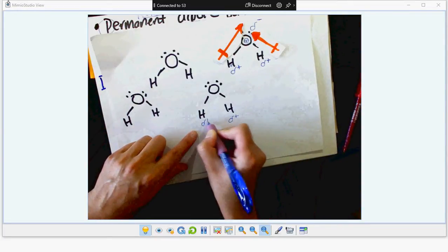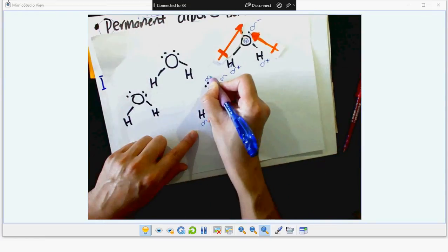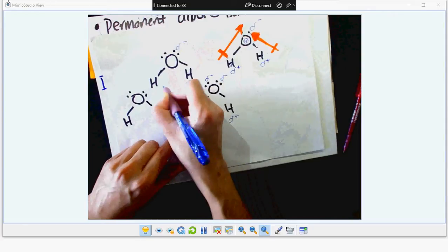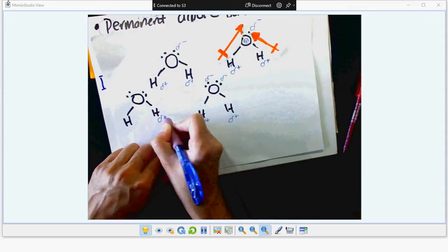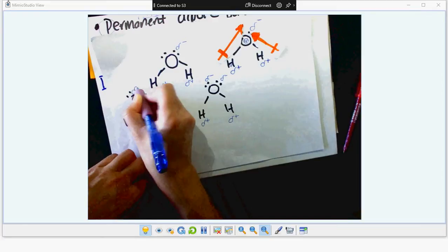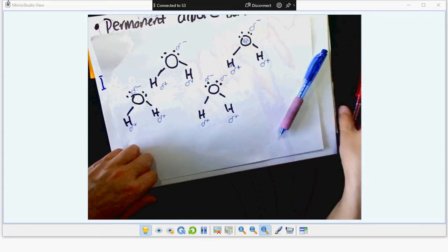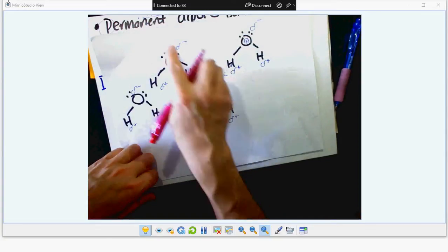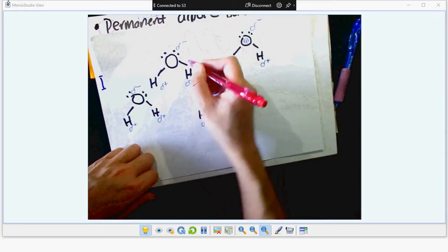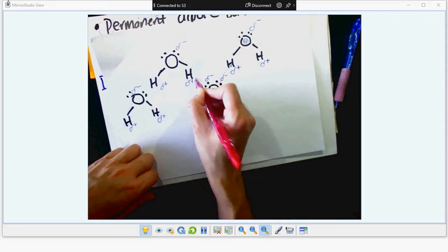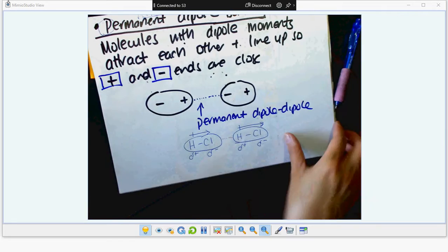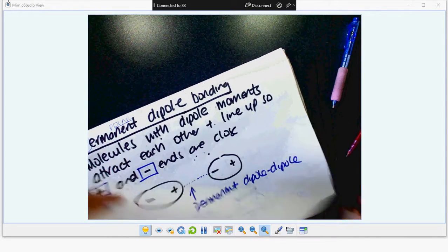So you've got slightly positive ends and slightly negative ends. Between these, you're going to get an attraction, and that attraction is a type of permanent dipole bonding, which accounts for why water has such a high boiling point. Okay, all right. I now want to move on to hydrogen bonding.